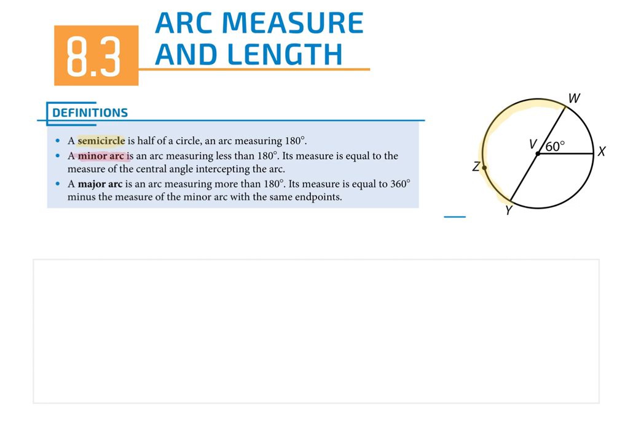An example here would be from W to X. That would be a minor arc there. And then a major arc. A major arc is more than 180 degrees. And it is going to have sometimes the same, or always the same endpoints as a minor arc.